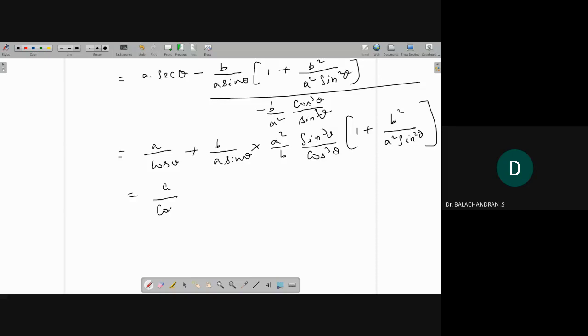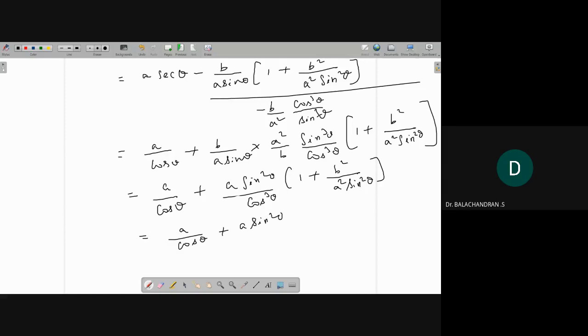Now this is a by cos theta plus, b and b get cancelled, a sine square theta divided by cos cube theta. Sorry, b and b get cancelled, so we have only cos cube theta into 1 plus b square by a square into sine square theta. So finally you'll get a by cos theta plus a sine square theta divided by cos cube theta plus b square by a, sine square gets cancelled, cos cube theta.